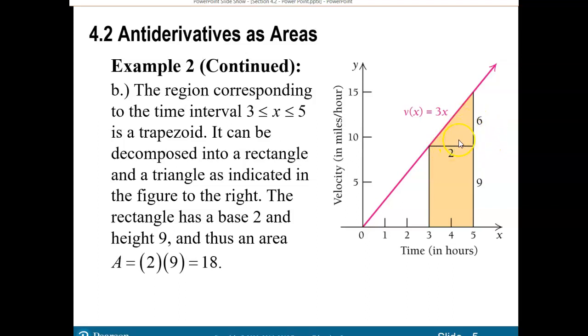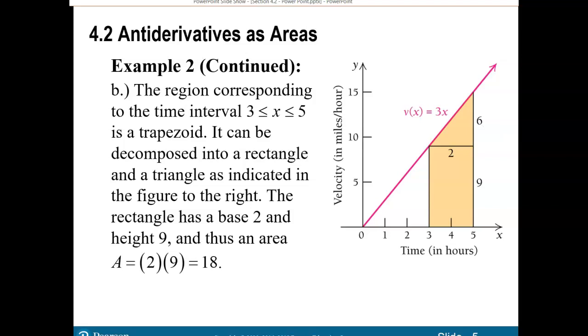Then we have to find the dimensions of our triangle. So our base is the 2. If I plug 5 into my function, 3 times 5 is 15. So this entire distance is 15, but we know that this part of it is 9. That leaves this part having to be 6.